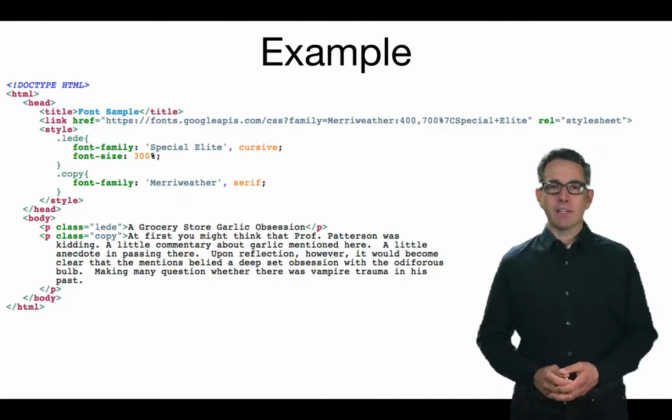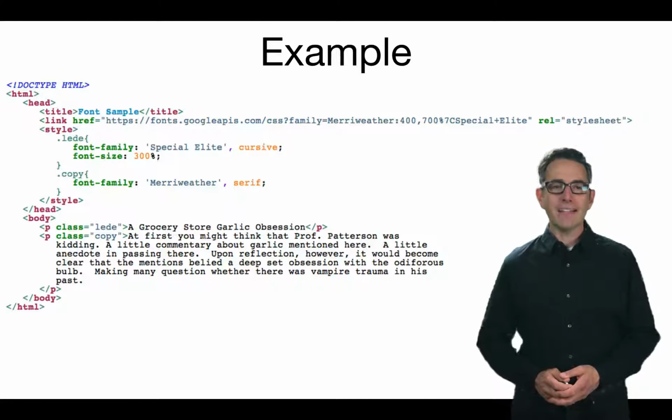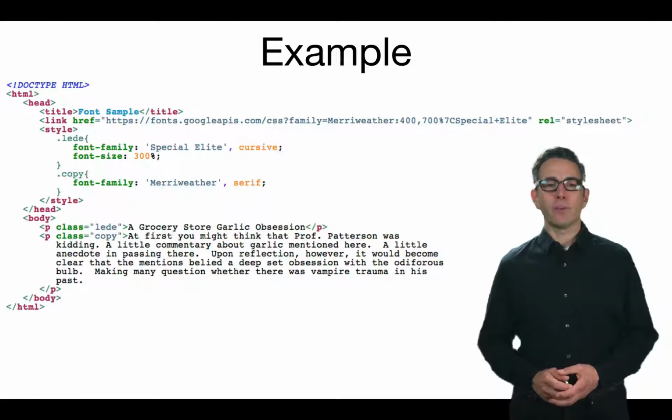Meanwhile, down in the body, I've declared two different paragraph tags, and I gave the first paragraph the class of lead. Now notice I don't have the period when I define the class. When you do it as an attribute, when you specify lead as an attribute, you just specify the word. The period is only used in the style sheets to indicate that you're talking about a class. And so the first paragraph, I'm going to apply the Special Elite font to it. And the second paragraph, I'm going to apply the Merriweather font to it.